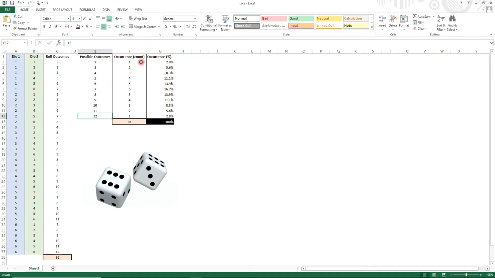Now, the next thing that I did here to compute the probabilities is just to count how many times each one of these outcomes will occur, or is probable to occur, given that roll of the two fair six-sided dice.